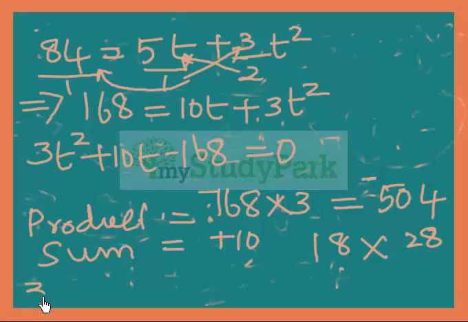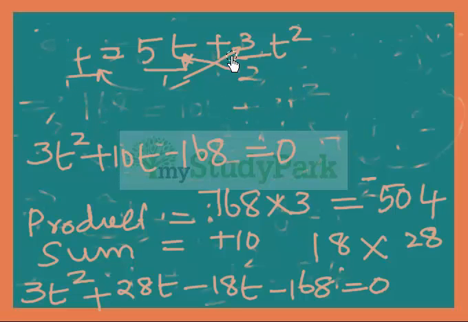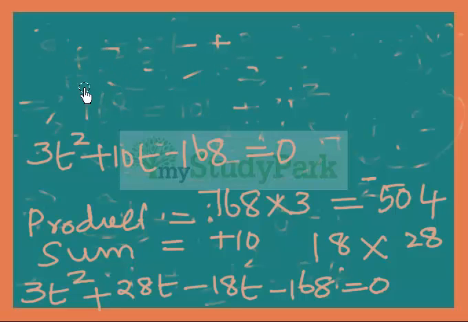So we can write 3t square plus 28t minus 18t minus 168 equals 0. So let's group them together so that you can take a common factor out. So these are the tricks that you need to understand. So if you had taken minus b plus or minus root of b square minus 4ac by 2a, you would have been still multiplying now.